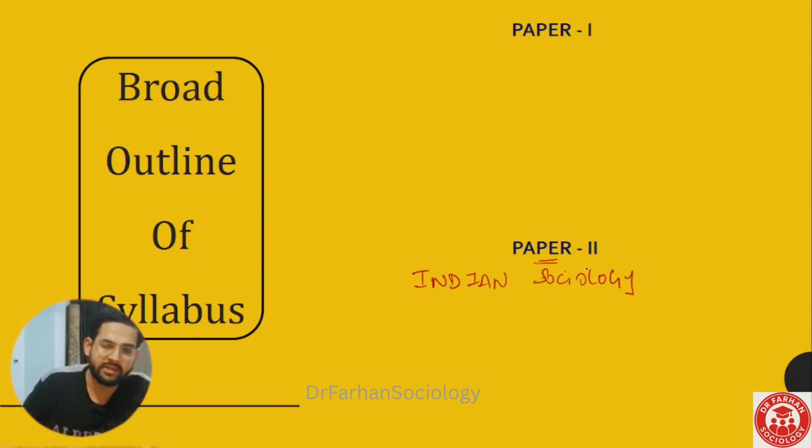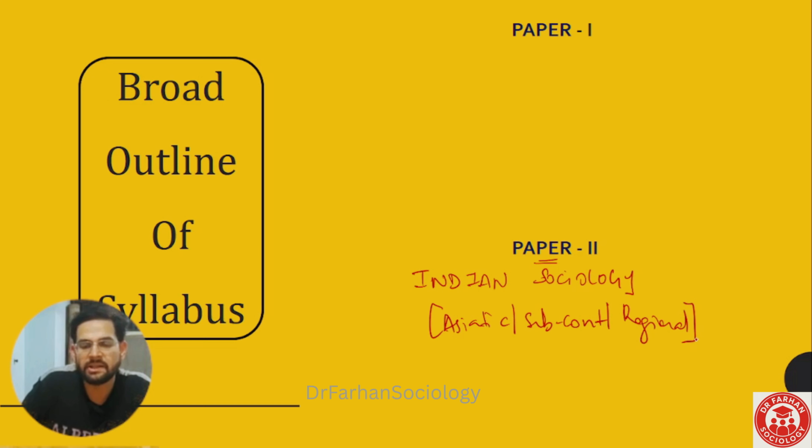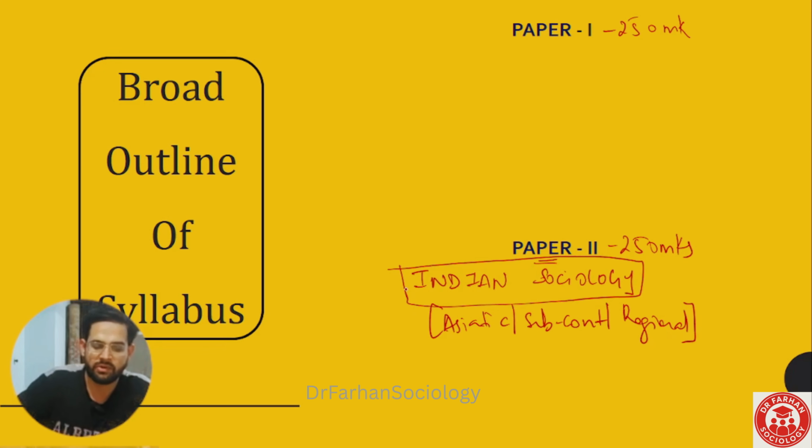Another term that we get to see is that Indian sociology has also been referred to as Asiatic societies. It is also called subcontinental studies. This is also trying to build a regional perspective of society. But overall, paper 2 is a subject for 250 marks. In the same way, paper 1 is also for 250 marks.